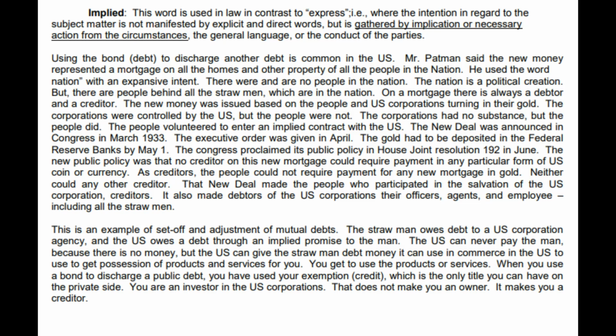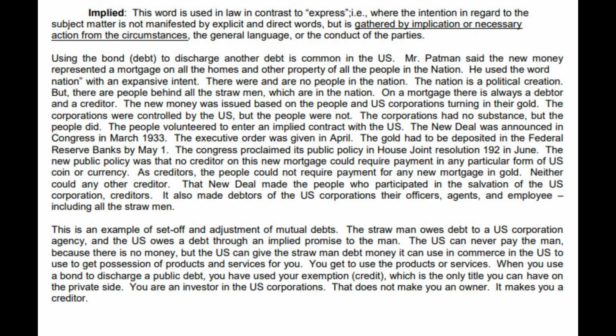The new public policy was that no creditor on this new mortgage could require payment in any particular form of U.S. coin or currency. As creditors, the people could not require payment for any new mortgage in gold. Neither could any other creditor. That new deal made the people who participated in the salvation of the U.S. corporations creditors. It also made debtors of the U.S. corporations, their officers, agents, and employees, including all the strawmen. This is an example of set-off for an adjustment of mutual debts, right? So one will cancel out the other.